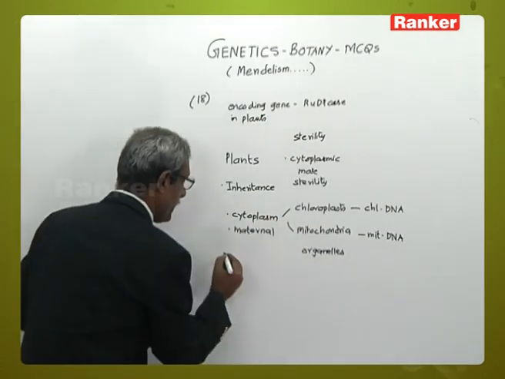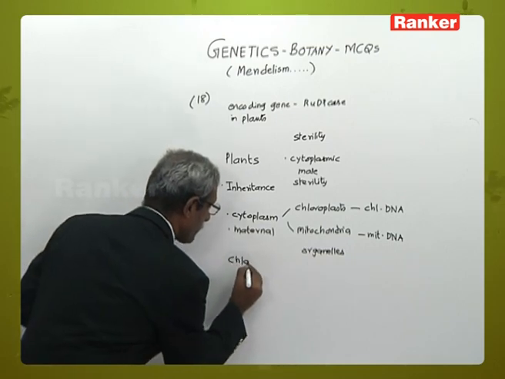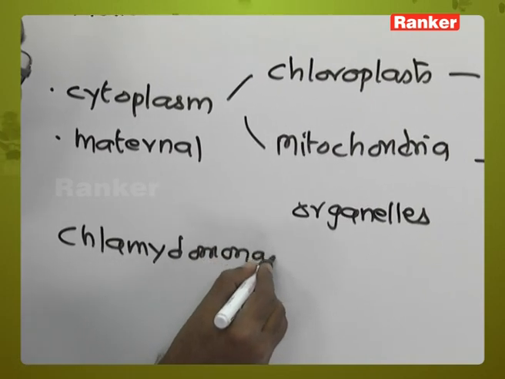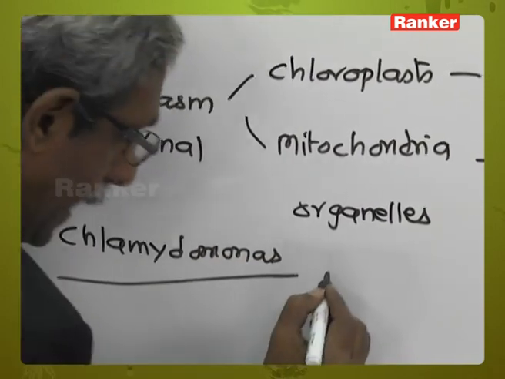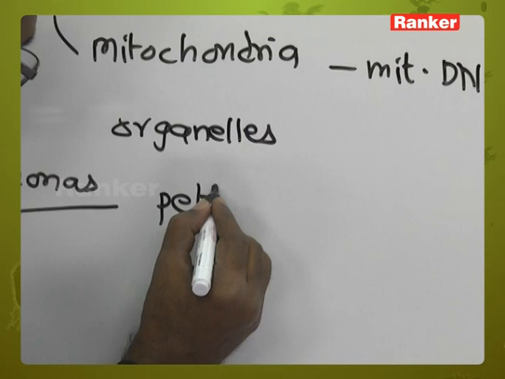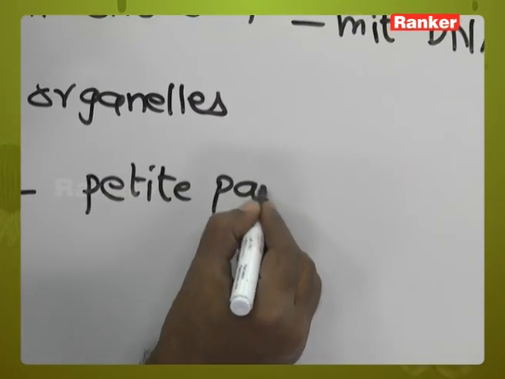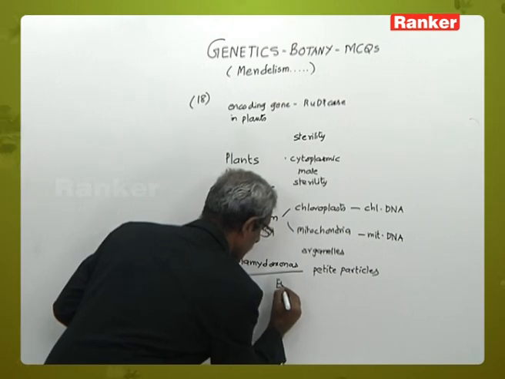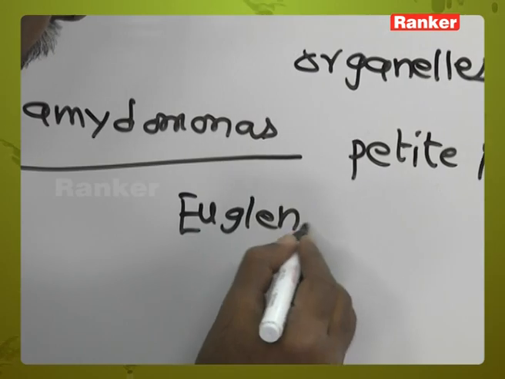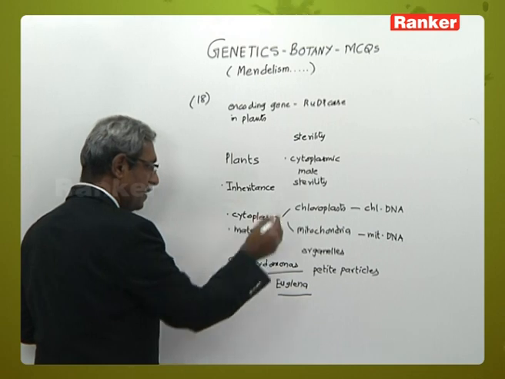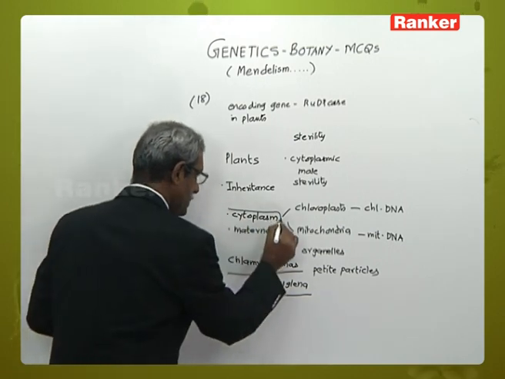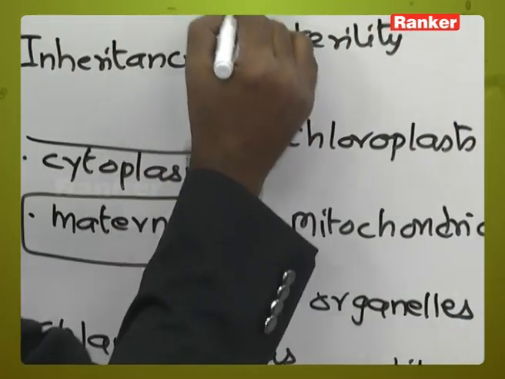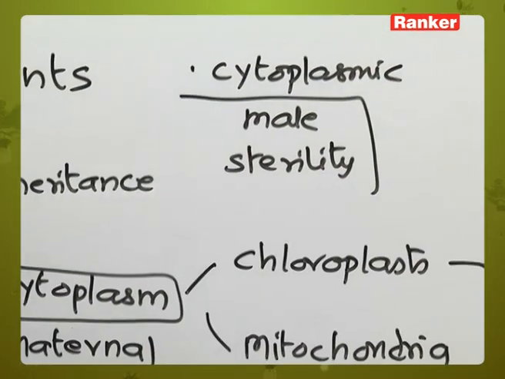And similarly, if you take the case of Chlamydomonas, there are peptide particles, which are also seen in the case of Euglena. So all of these are examples of cytoplasmic inheritance or maternal inheritance, and they are the genes for male sterility.